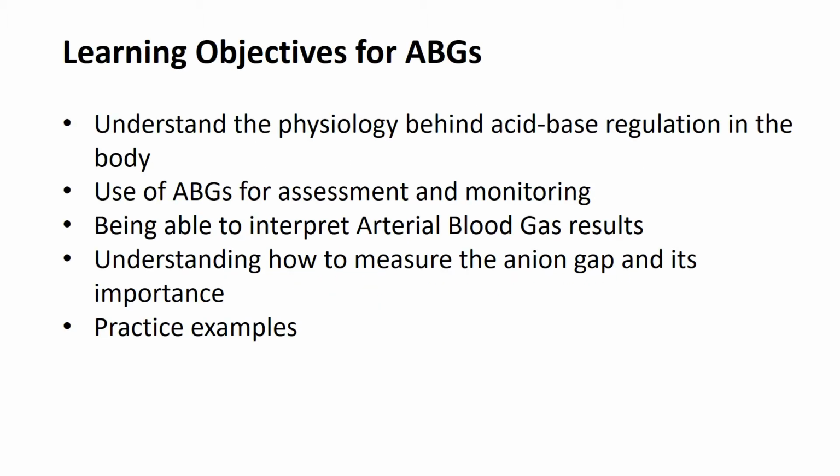During this short presentation, we're going to look at understanding the physiology behind acid-base regulation in the body. We're going to look at both the respiratory system and the metabolic system, particularly the kidney. We're going to look at the use of arterial blood gases for assessment and monitoring. We're then going to look at how you interpret arterial blood gases and give you a stepwise approach, and then look at a more difficult topic, measuring the anion gap and its importance, and then we'll finish off with some practice examples.